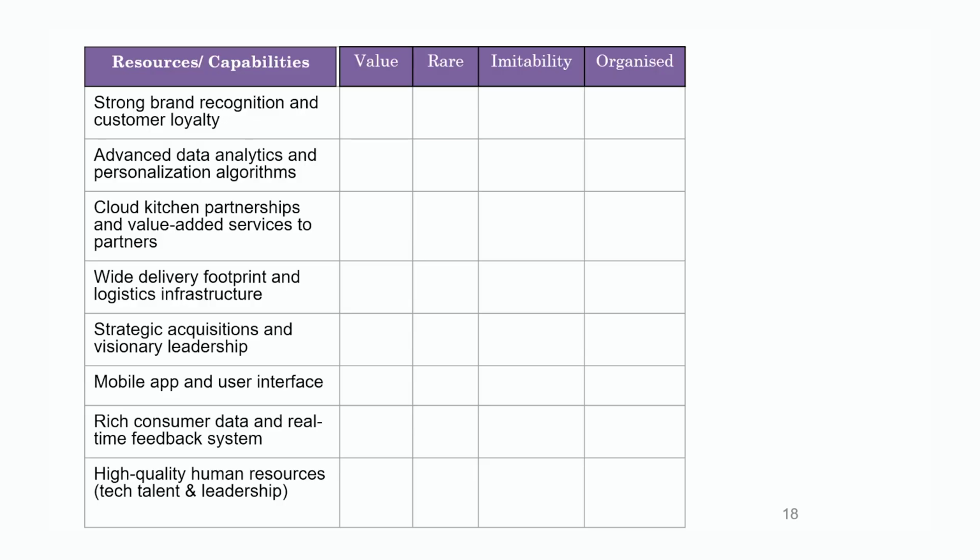Now let's do VRIO for these statements. We have listed all the resources and capabilities on one side, that is strong brand recognition, customer loyalty, advanced data analytics, cloud kitchen, and so on. Now let's see one by one whether it is VRIO, whether it is yes or no.